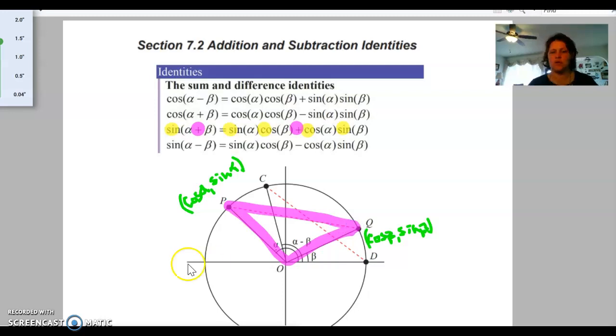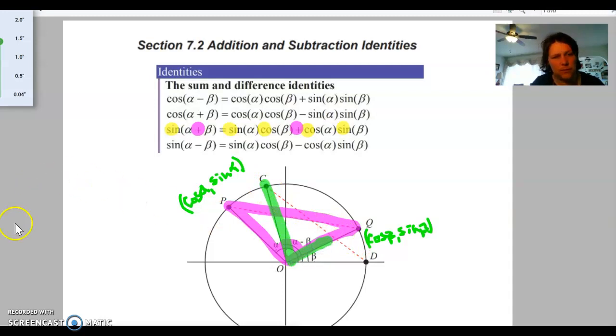Okay, so this triangle, with this interior angle alpha minus beta, is right here. Now this is pretty hard to work with on our unit circle, but what I can do is rotate this triangle and place the right-hand side of the triangle onto the x-axis. So just rotate that triangle and then what we get is our green triangle.